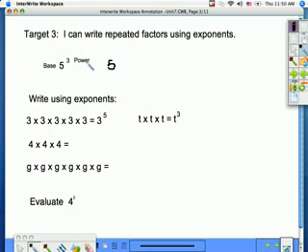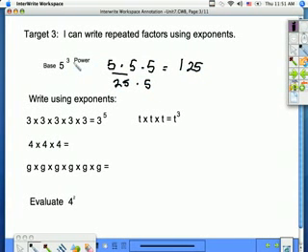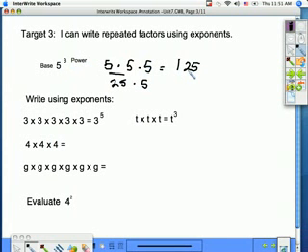So 5 to the third would say that I take 5 times 5 times 5. I'm going to have 3 5s written down. I'm going to take my base 3 times. And then 5 times 5 is 25. 25 times 5 would be 125. So if I was going to evaluate 5 to the third, it would be 125.